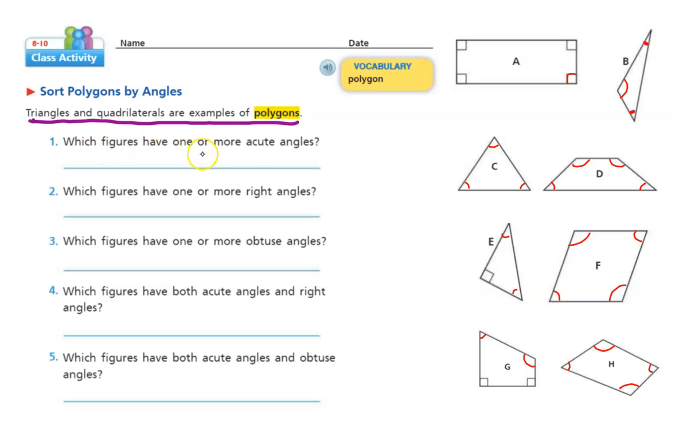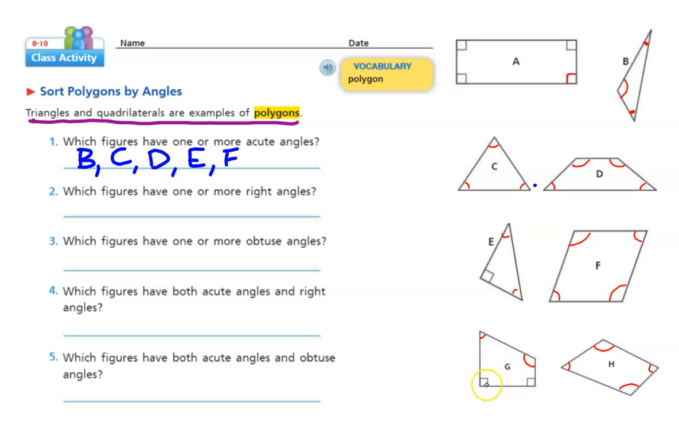So this says, which figures have one or more acute angles? Well, this has all 4 90-degree angles, so A is not correct. But B, those are 2 small ones, so B would be one of our answers. For C, those all look acute to me, so I would say C. For D, even though I have 2 big old angles, these 2 opposite sides right here are definitely acute, so I'll write down D. For E, I have one 90-degree angle, but I definitely have 2 smaller acute angles, so that would be E. And then for F, I have 2 wide ones and 2 small ones, so these small ones are for sure going to be acute.